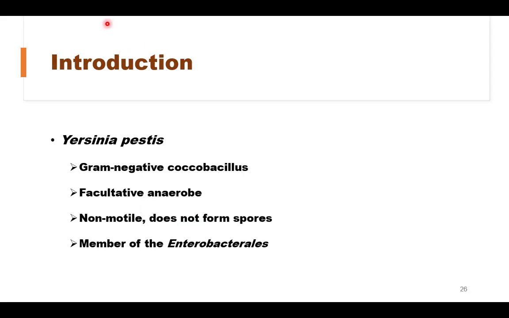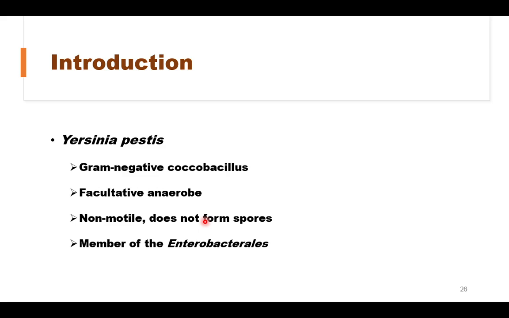In terms of the microbiology, they are gram-negative coccobacilli, just like Brucella species. They are facultative anaerobes, non-motile, and non-spore formers. Now, they are regarded as members of Enterobacterales.